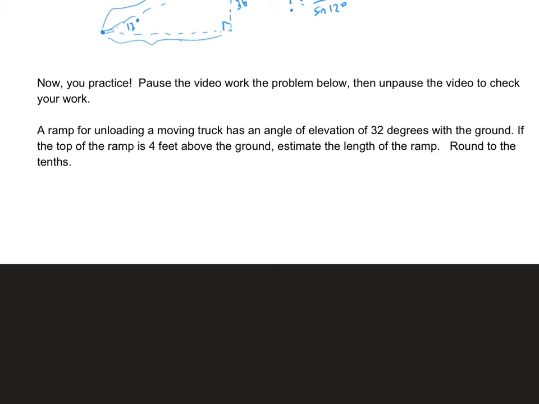All right, so we've got to draw our picture. Got the truck, this ramp that goes down from the truck to the ground. Angle of elevation of that is 32 degrees. Top of the ramp is 4 feet above the ground. And then with the length of the ramp, so this is using opposite hypotenuse again.